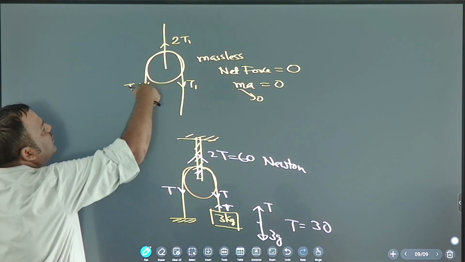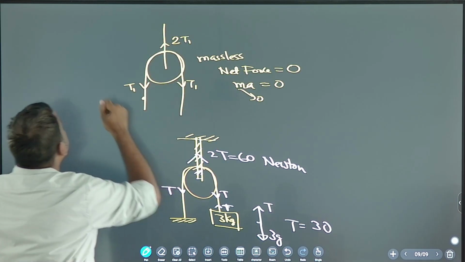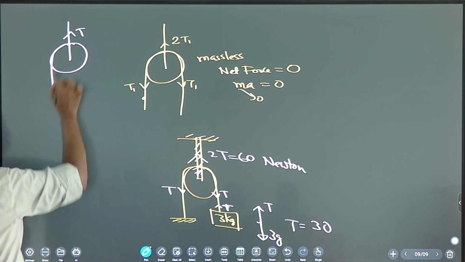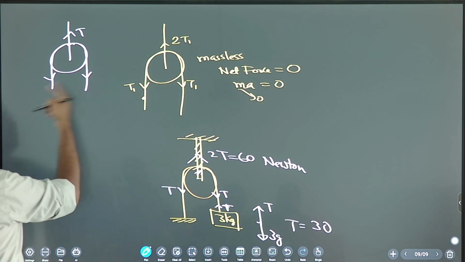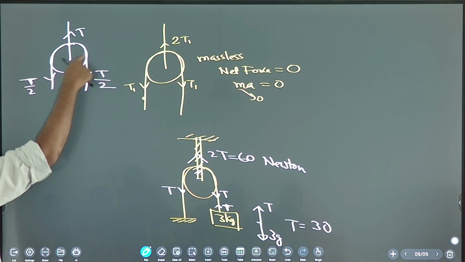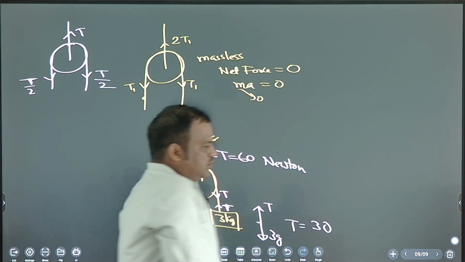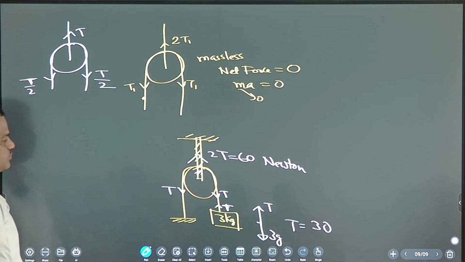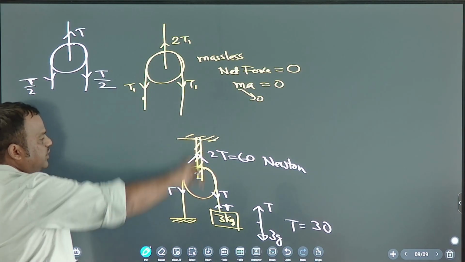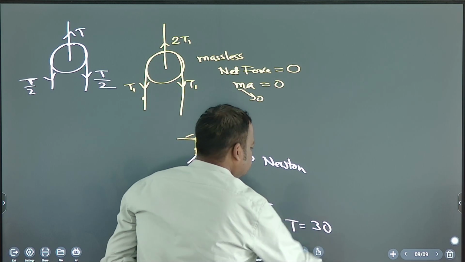So remember, here tension T, here two times the tension, 2T. Similarly, if this is T, then these two are T by 2, T by 2. T by 2, T by 2, T. Okay, T, 2T. Clear? Done? Note down.